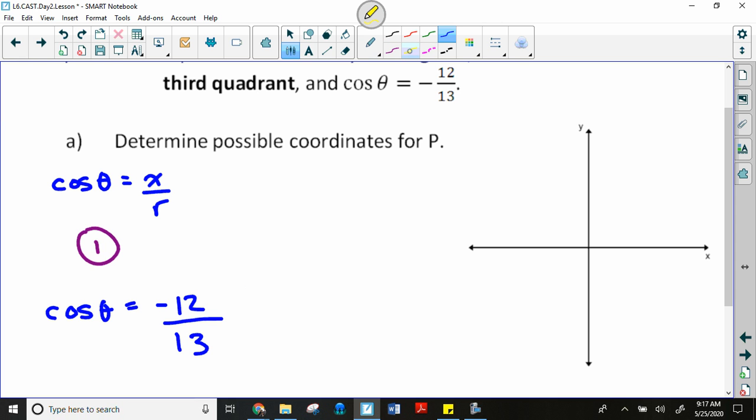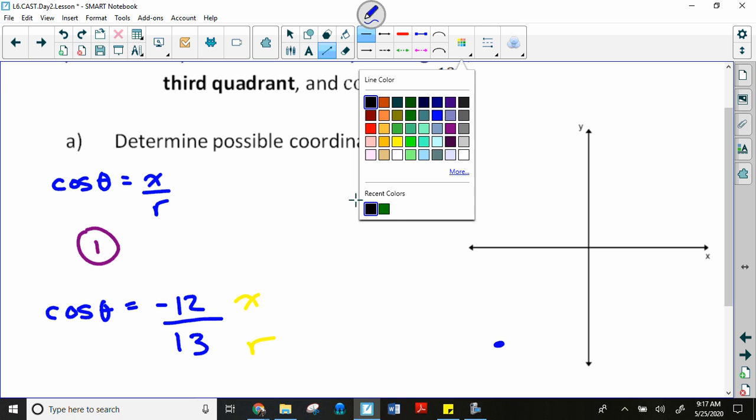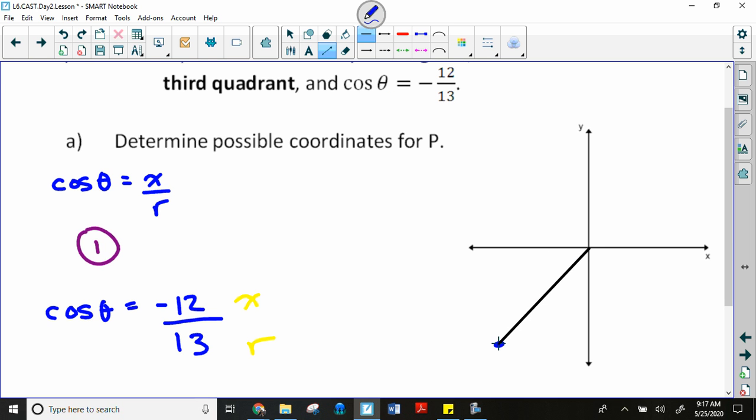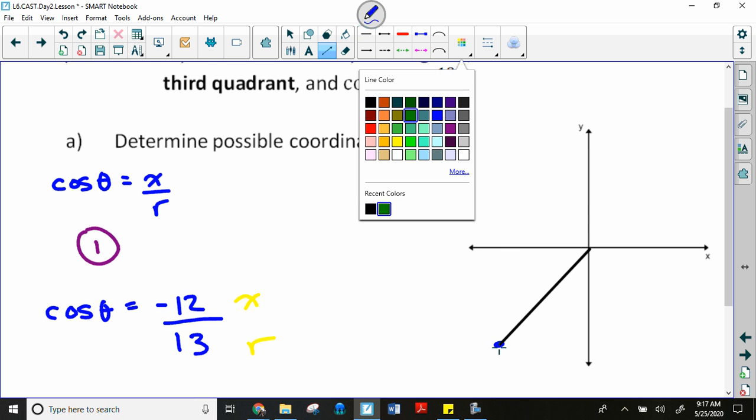This would be our x value, and this would be our r value. So x of negative 12 is there, and r of 13, since they're telling us it's in the third quadrant, is down there. Draw a triangle. Terminal arm, make it black. The terminal arm goes there, and we know that's 13 units long. Drop your perpendicular.